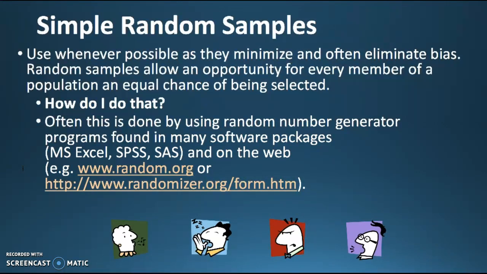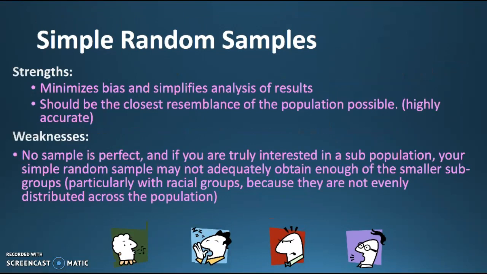You can do it in Microsoft Excel or SAS or a lot of other software, or you can use a random number generator. Random.org or randomizer.org are two very popular ones. So if you need to do a random selection process, use those links. So simple random samples, that's the one we always use.